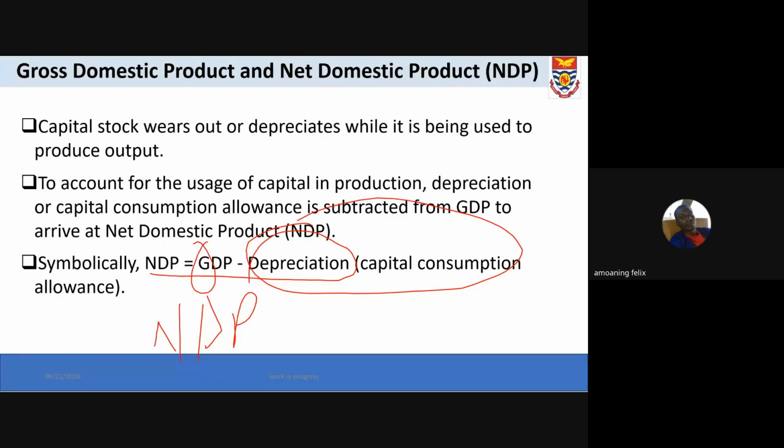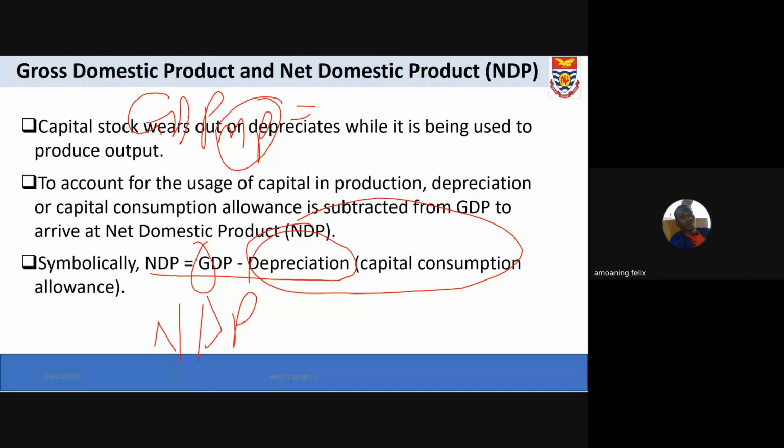Now, what am I trying to say? Let me summarize everything here. After you have calculated your GDP, it is always at market price. And I'm telling you that our focus to get the national income must always be at factor cost. So after you have calculated your GDP, it is at market price. Now, when it's at market price, all that you need to do is to convert it from market price to factor cost. That's the first stage.